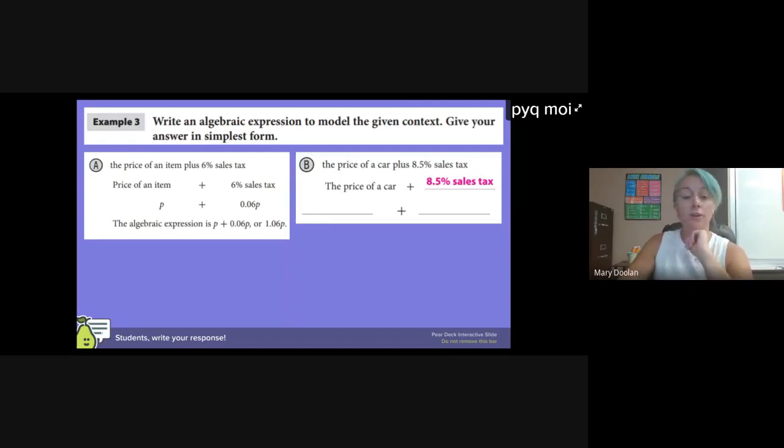Okay, you can use any variable you want. I see a lot of different variables being chosen. That's totally fine. Pick any letter, and then you're going to have the plus sign. Good. So those of you that have started doing this, you're off to a great start.